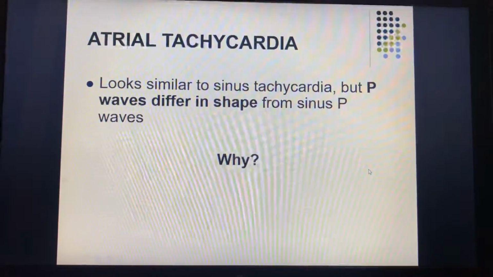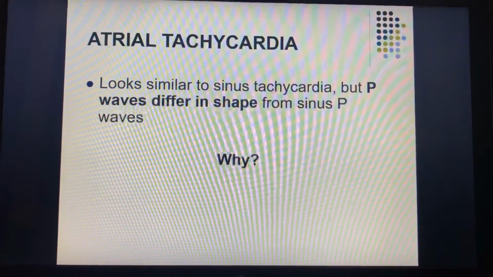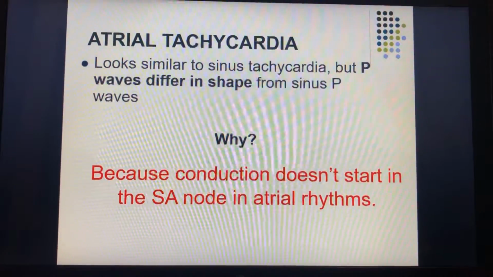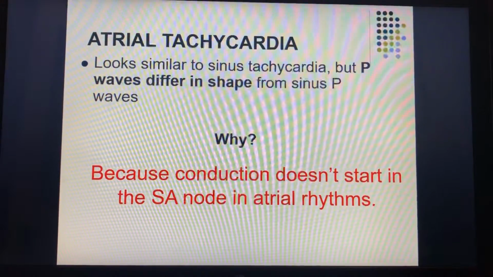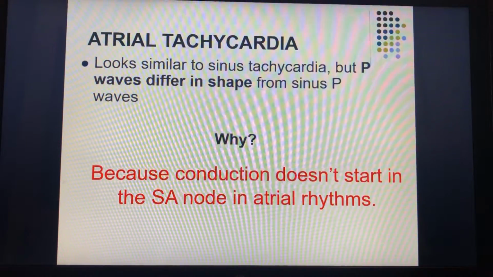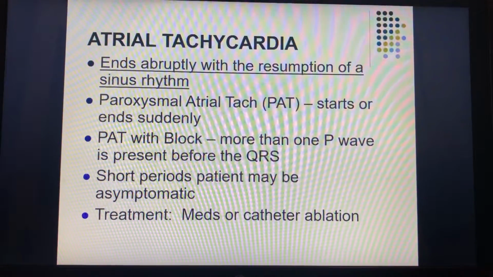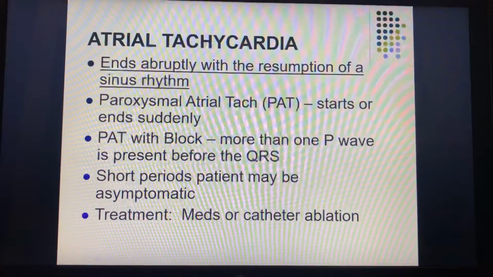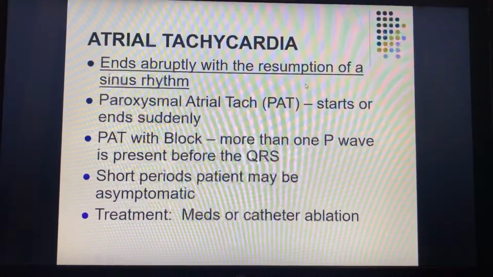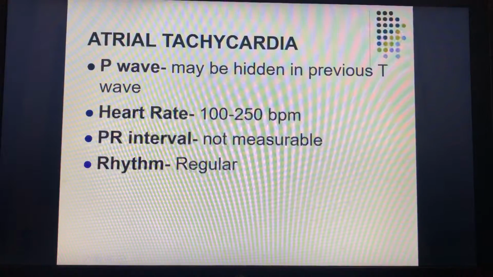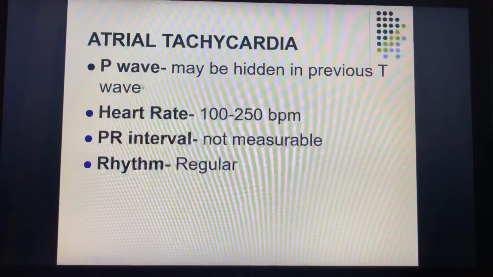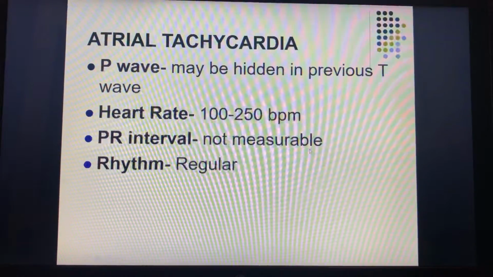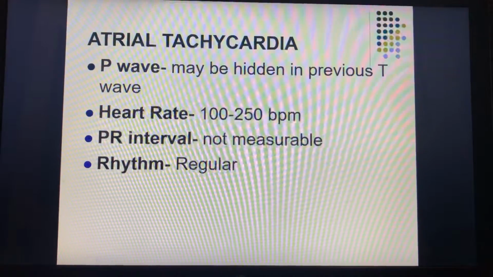Okay. Atrial tachycardia looks similar to sinus tachycardia, but the P waves differ in shape from sinus P waves. Why? Do you remember? Because the conduction doesn't start in the SA node in atrial rhythms. And what's affected? Your P wave. Atrial tachycardia. Obviously, we know tachy means what? High heart rate. So this usually ends abruptly with the resumption of a sinus rhythm. Okay? Your P wave may be hidden in previous T waves. Why? Because your heart rate's so fast. So if your P wave's hidden, you're not going to be able to do your PR interval. You're going to still have a regular rhythm, even though it's super fast.